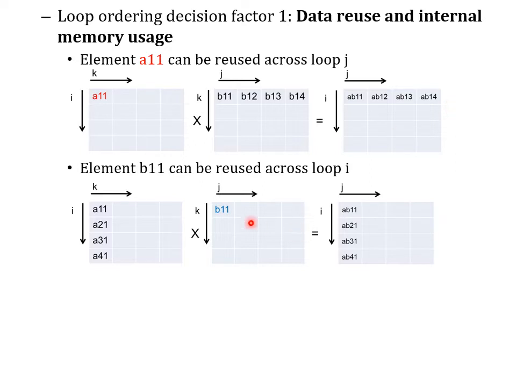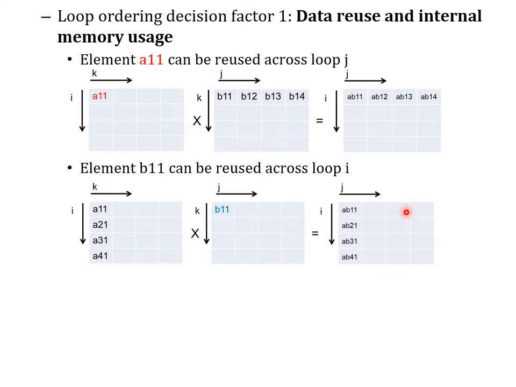Now let's think about B11. B11 can be reused across loop I, meaning that it'll be multiplied with the A11 to produce a part of AB11. B11 will also be multiplied with the A21 to produce a part of AB21, and so on. So this reuse opportunity exists regardless of the code you use, but the cost of exploiting this data reuse will be different depending on the loop ordering.